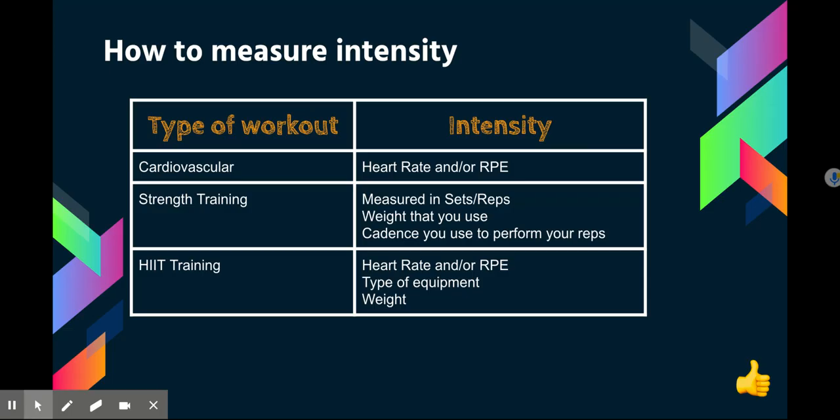If you're doing HIIT training, more like circuit training, where you're combining cardio and strength, you'd be looking at heart rate, RPE. You'd look at the type of equipment you're using, and you look at the weight that you're using. These are all ways that you can measure your intensity.